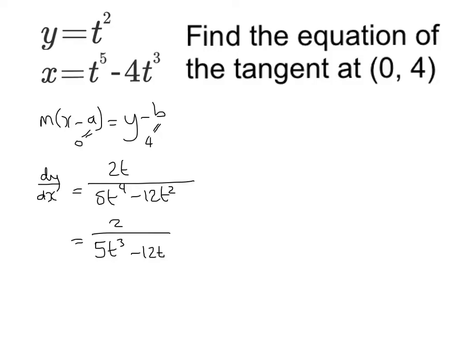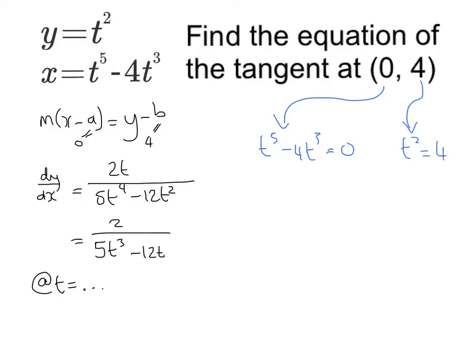Okay, now what's t? I need to know what t is. At t equals what? Don't know. Okay, gonna have to work that out. Well, x is 0 and x is t to the 5 minus 4t cubed. And y is 4 and y is t squared. So t squared is 4, so t is plus or minus 2.